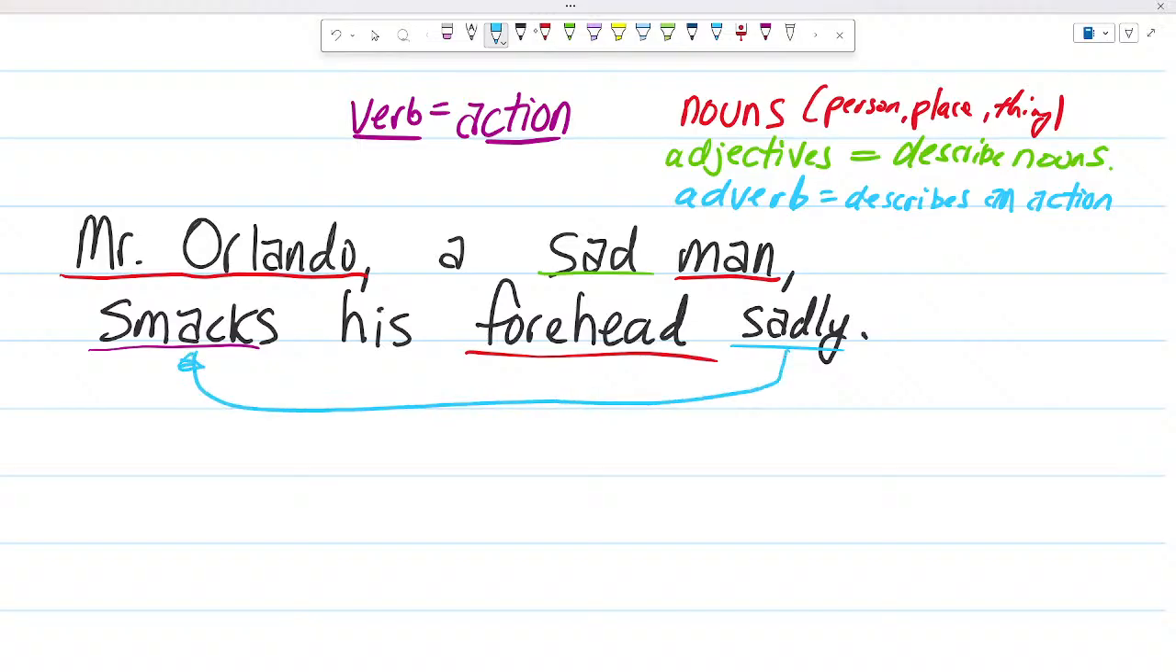So look here. And maybe I could put another word in here. Let's do it. Smacks his fat head, or fat forehead. Fat doesn't make sense for a forehead. His large. He smacks his large forehead. What would large be? Adjective. Adjective, because large is describing the forehead. What does sad describe? The man. Who is Mr. Orlando. Good. Okay.